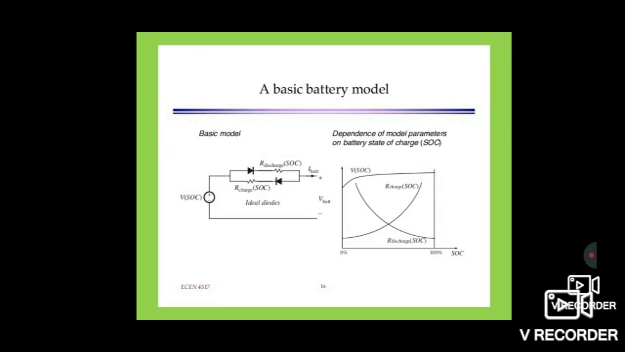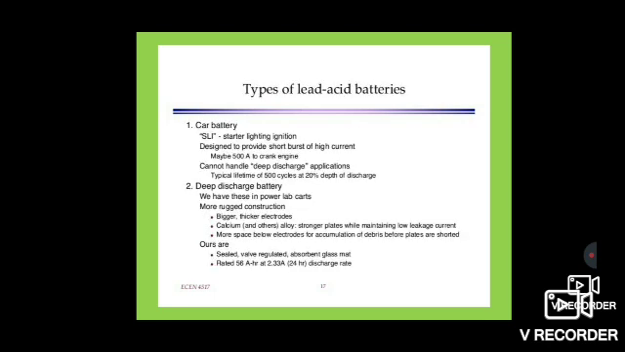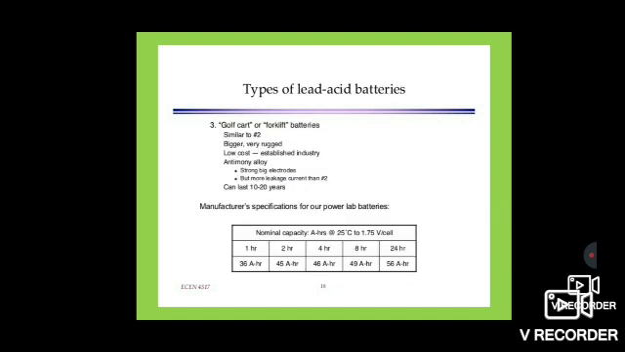Next is the basic circuit model of the lead acid battery and its characteristics. Then we will see the types of lead acid battery. There are 3 types. One is the car battery, another is the deep discharge battery, and finally the golf cart battery. They are in the range of 30 ampere hour to 56 ampere hour.